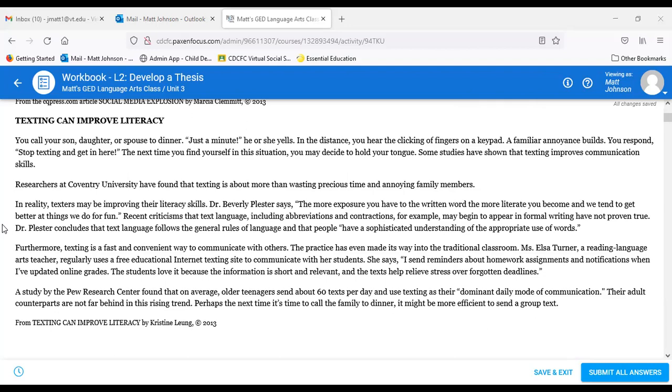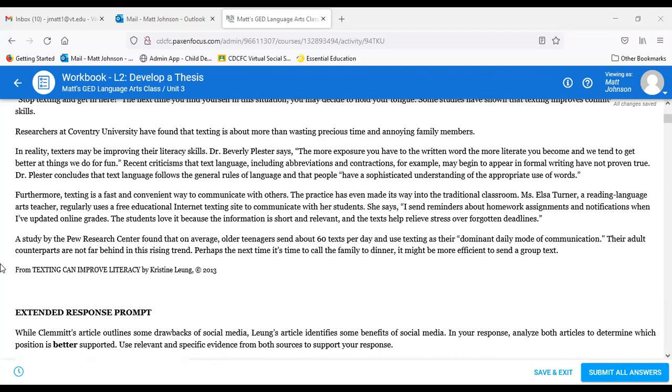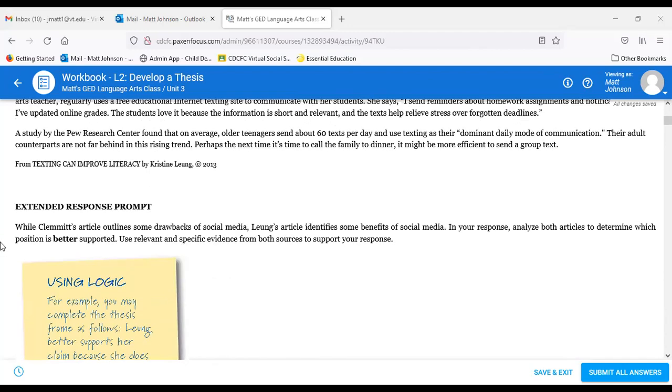A study by the Pew Research Center found that on average, older teenagers send about 60 texts per day, and using texting as their dominant daily mode of communication. Their adult counterparts are not far behind in this rising trend. Perhaps the next time it's time to call the family to dinner, it might be more efficient to send a group text. From Texting Can Improve Literacy by Christine Leong, 2013.